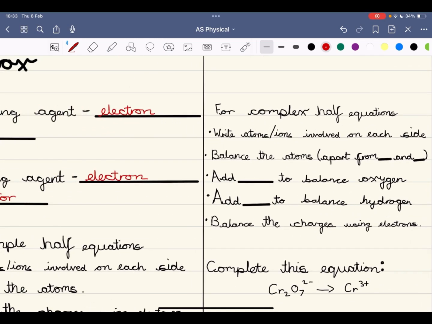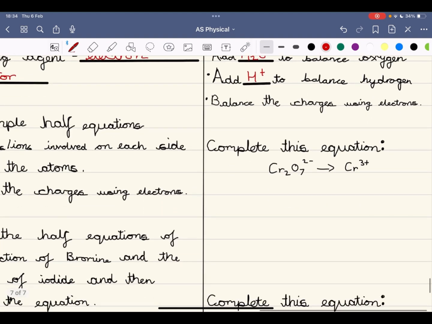For complex half equations, you write down the atoms or ions involved on both sides. Then you balance out the atoms apart from oxygen and hydrogen. And then to balance out the oxygen, we add H2O. And then to balance out the H's, we add H+. And then finally we balance out the charges using electrons. So here we've got an example to try.